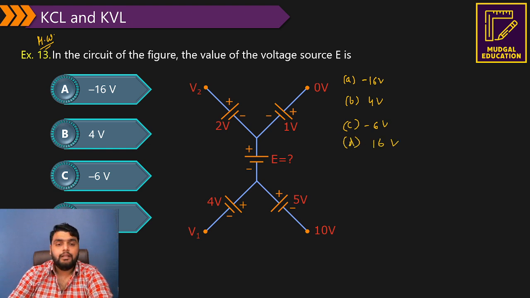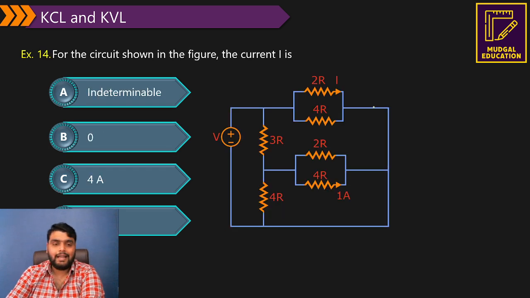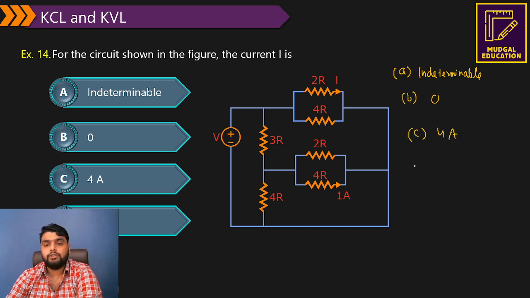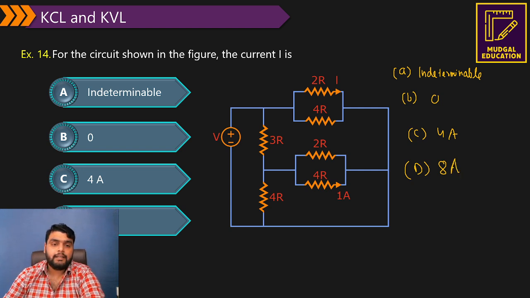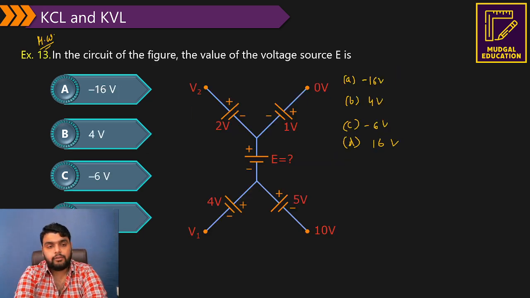Okay, so I will give you two questions in a homework. This is the first question and this is a second question. Again, let me give you the options here. The option A is indeterminable, option B is 0, option C is 4 ampere, option D is 8 ampere. Okay, so you need to find out the current I in this circuit. The current I is here, the current I is here. You need to find out the current in this circuit. Okay, so these two are your homework.